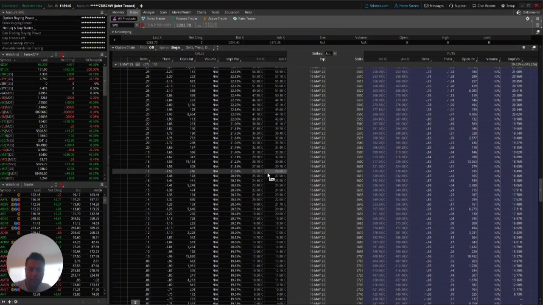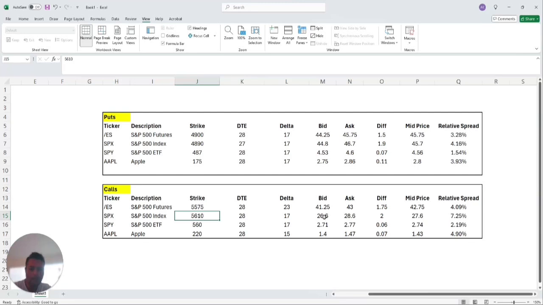Yes, so 26.60 and 28.60. The difference is exactly $2, which comes to about 7.25. Now, if the markets were open, this would have been a little bit tighter and moving around quite a bit, but it would have been closer to these numbers. So it doesn't matter if the markets are closed or not. These numbers would have been almost similar.